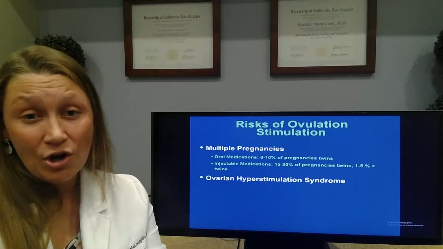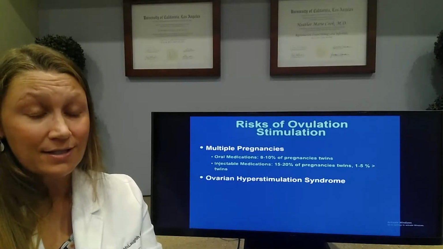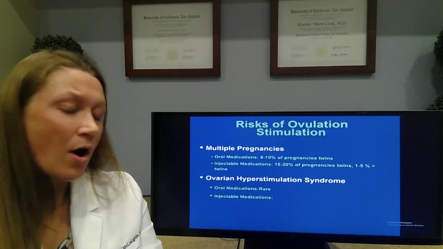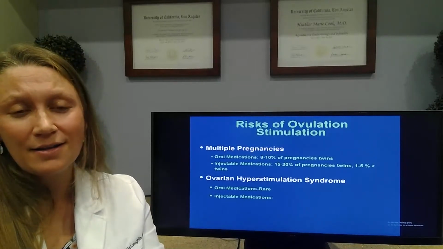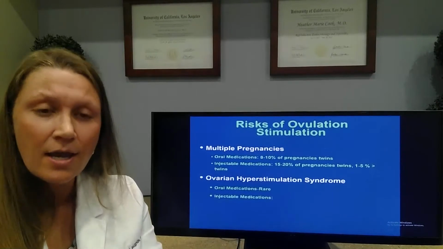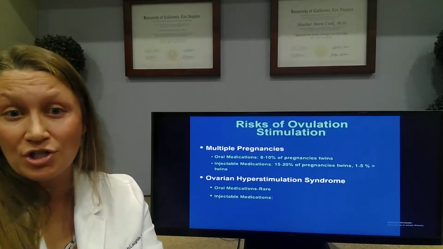The second risk to know about is actually pretty rare with this type of treatment, and that's ovarian hyperstimulation syndrome. That is a syndrome that's related to having a very high estrogen level in your body that causes abnormal fluid shifts.